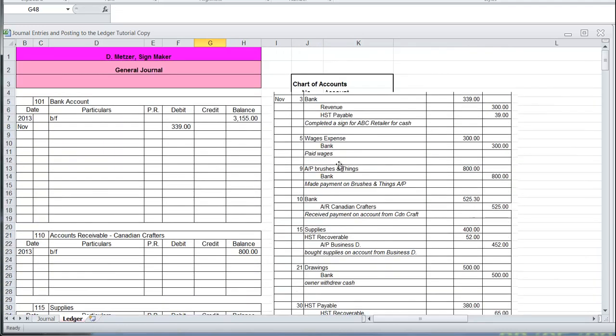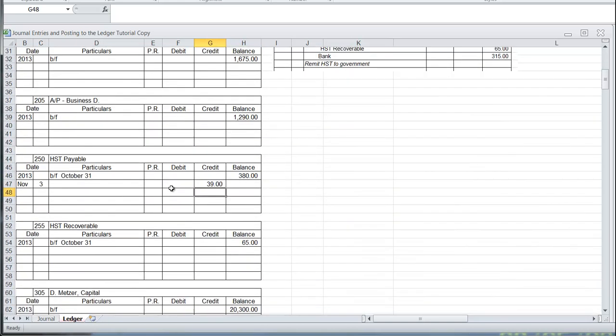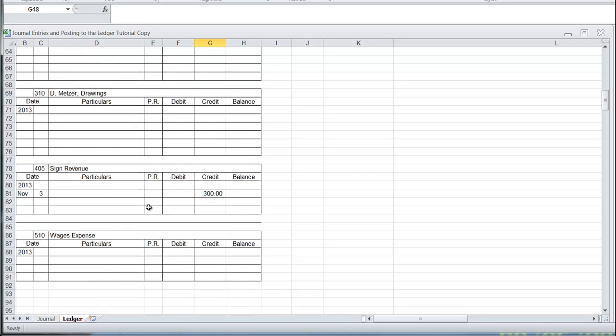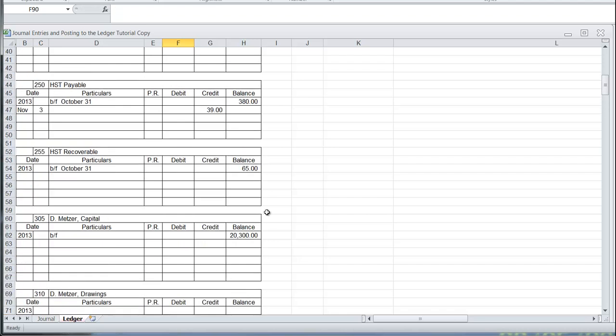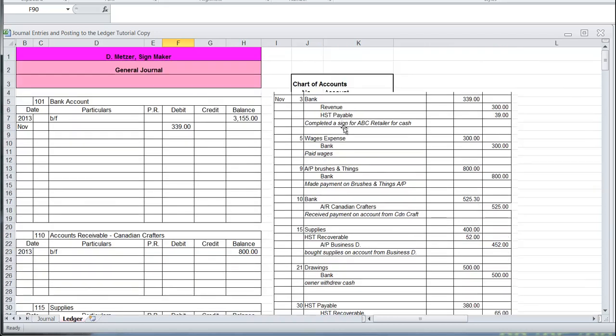So scrolling back up, next one, wages expense, $300. So we would scroll down to wages expense. I think that's right at the very bottom here. And so wages expense, this was November 5th. And wages expense was a $300 debit, so $300 right here. And again, we'll worry about the balances afterwards. And of course, it came out of bank. So that's a $300 credit to bank. Oh, and I forgot my first date here. So this one we're working on right now is from the 5th. And so it's a credit to bank of $300.